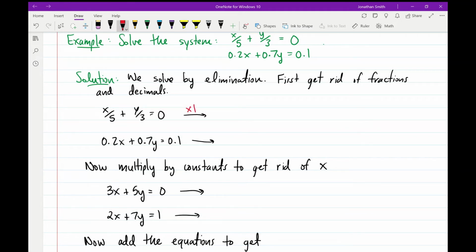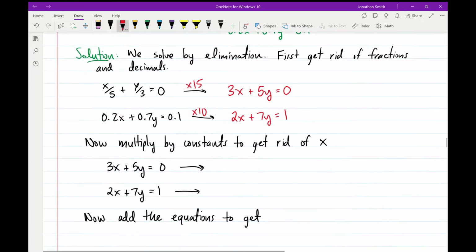We can multiply by the least common multiple of 5 and 3, and that's going to get rid of all of our fractions. So I'm going to multiply by 15, and this equation now becomes 3x plus 5y is equal to 0. And for the second equation, I want to get rid of all of these decimals, and one way to do that is just by multiplying by 10. So if we multiply by 10, then this becomes 2x plus 7y is equal to 1. So now we've taken our equations that were given to us, we've multiplied by constants, and we've rewritten them to get rid of all the fractions and all the decimals that are showing up.